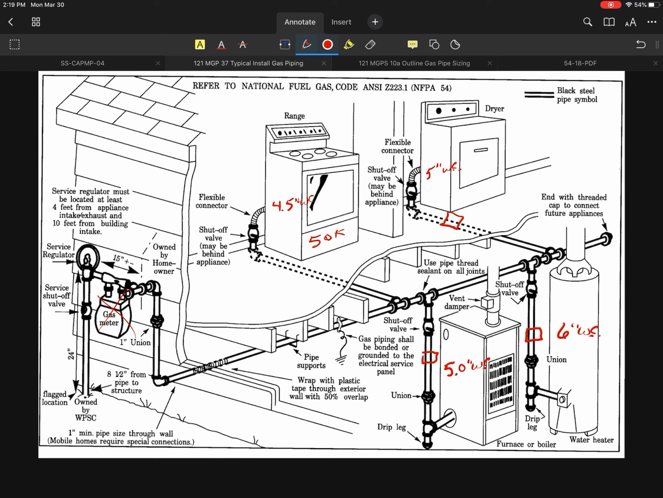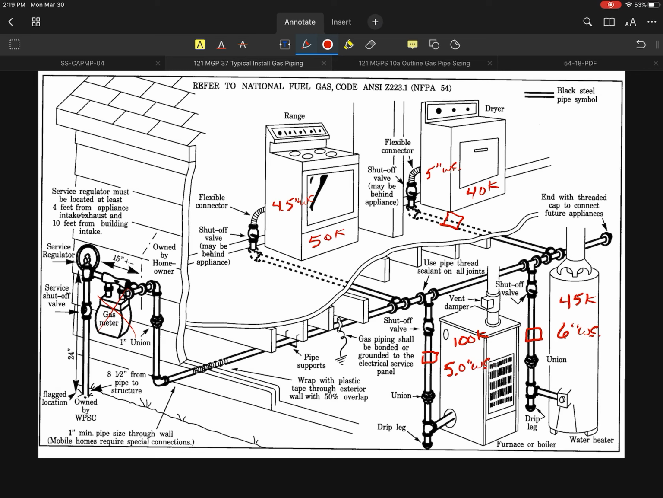And this one here happens to be, let's say, 40K. And the boiler, let's say, is 100K. And the water heater here, let's say, is 45K. So in this particular case, I'd be adding up the 100, the 45, the 40, and the 50K. I'd add up all those, and that would be my total demand.